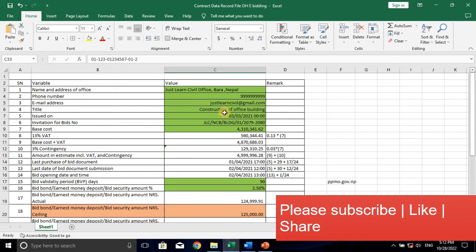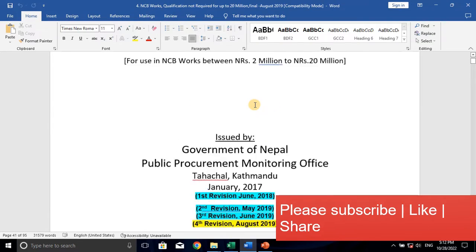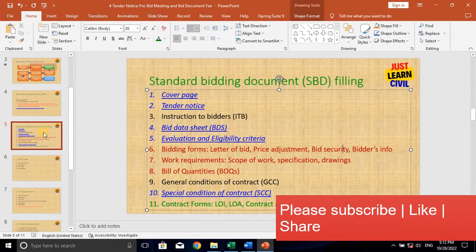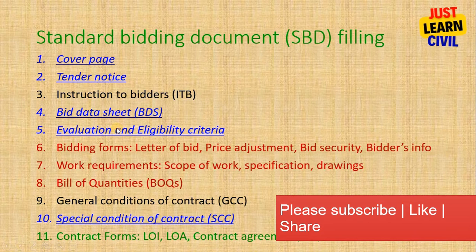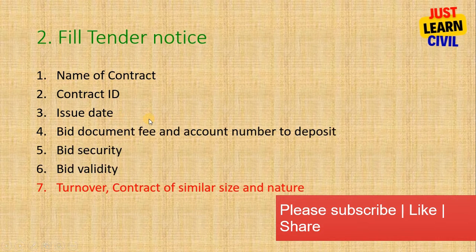Now all we need to do is copy this data and paste it here according to the fill in the blanks. So we will fill this data in the standard bidding document. Cover page, name of the contract, we already saw in the Excel file. All this data: issuing date, issuing office, name of the contract, contract ID, issuing date, bid document fee, account number to be deposited, bid security validity.